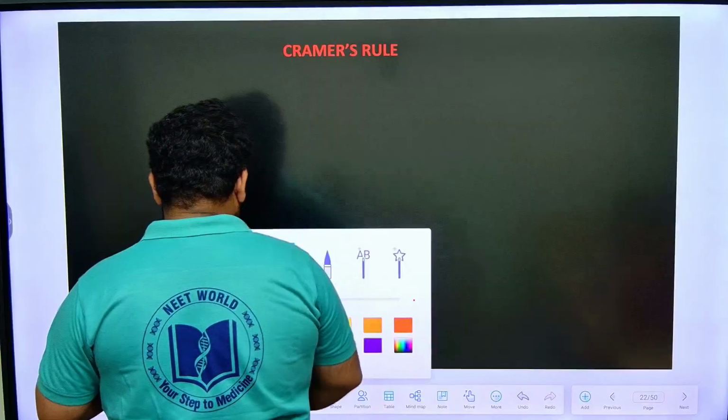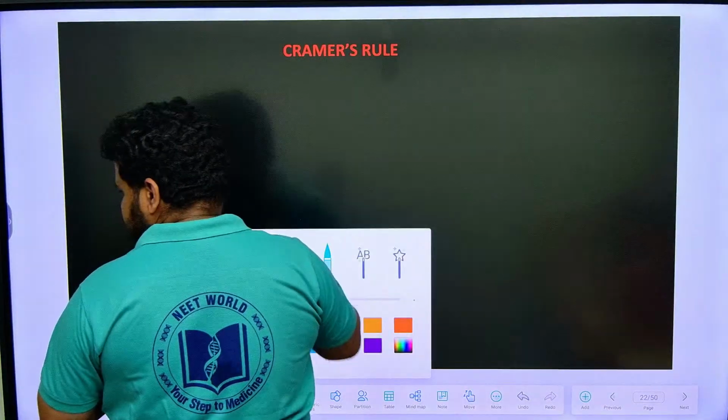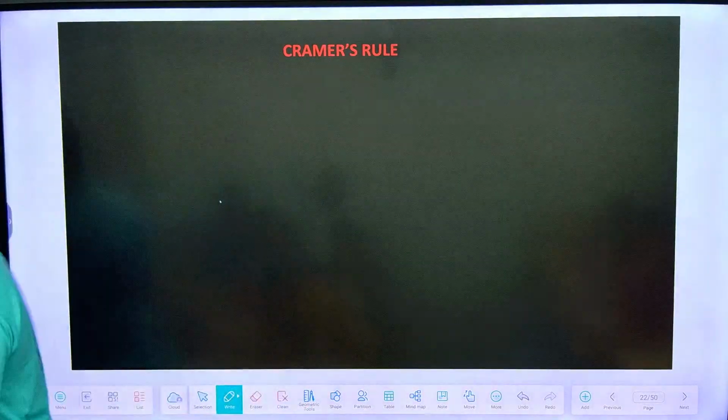Let us take some other color. It is coming blur. Okay, now it is fine.